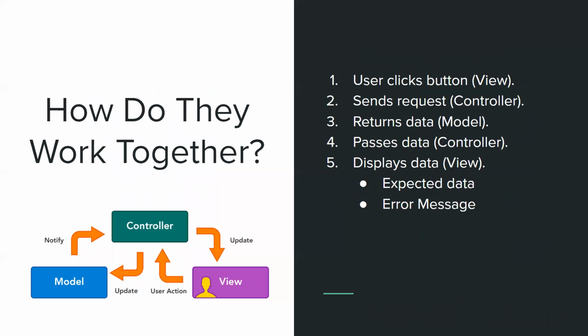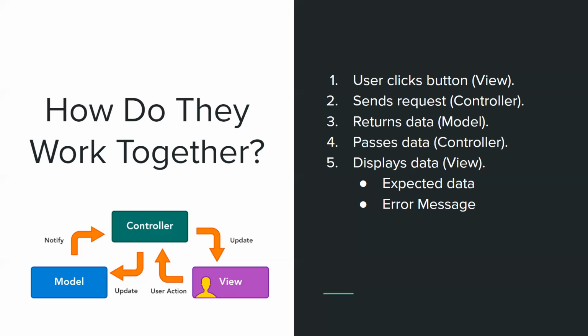Now, how do they work? How does the model view controller design pattern work? Let's take something easy. Let's say that the user is interacting with an application and decides to click a button. Looking at the screen, clicking a button, that is a view that the user is interacting with. When they click that button, a request is sent. That request is sent by the controller. The controller is sending information. That information is sent to the model.